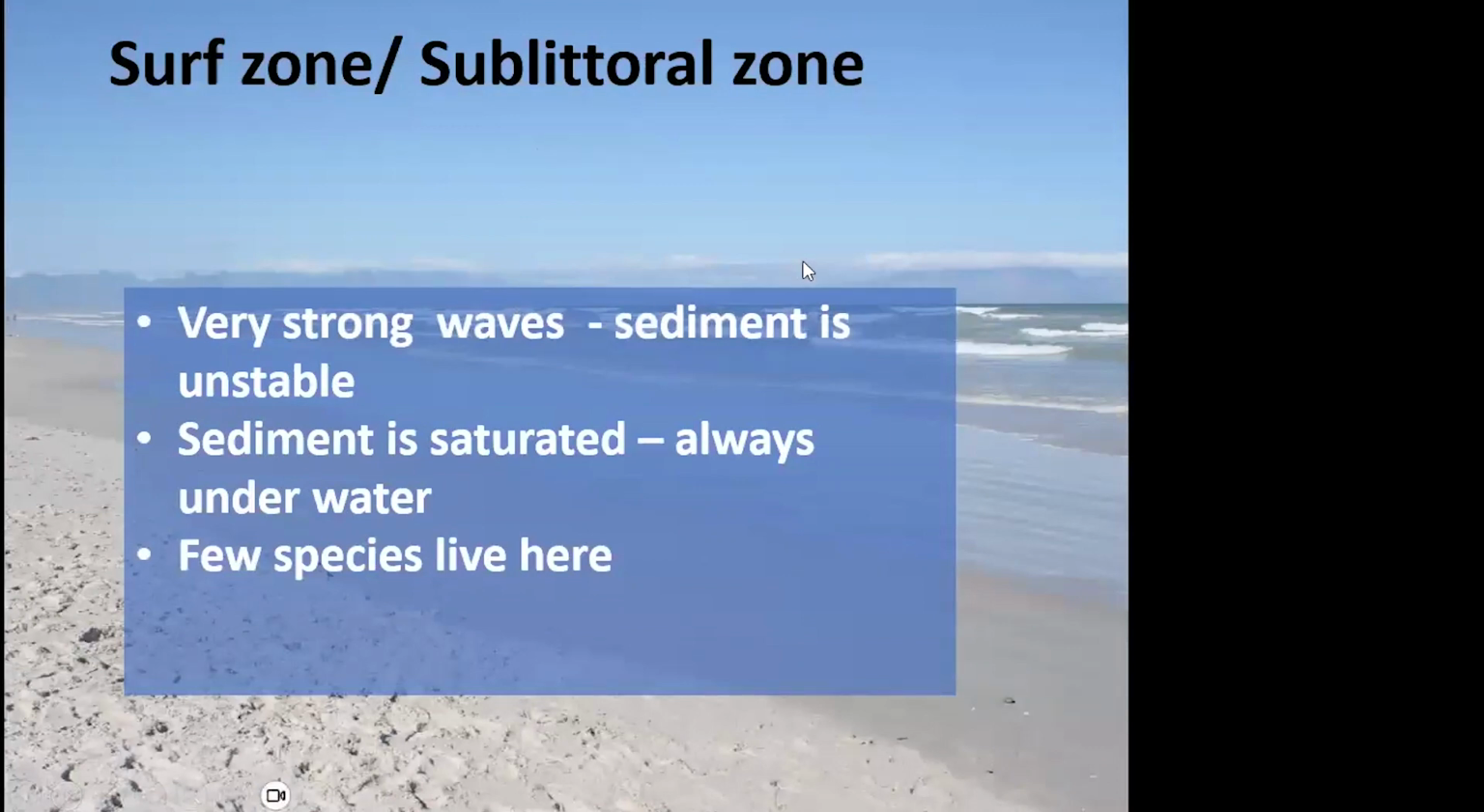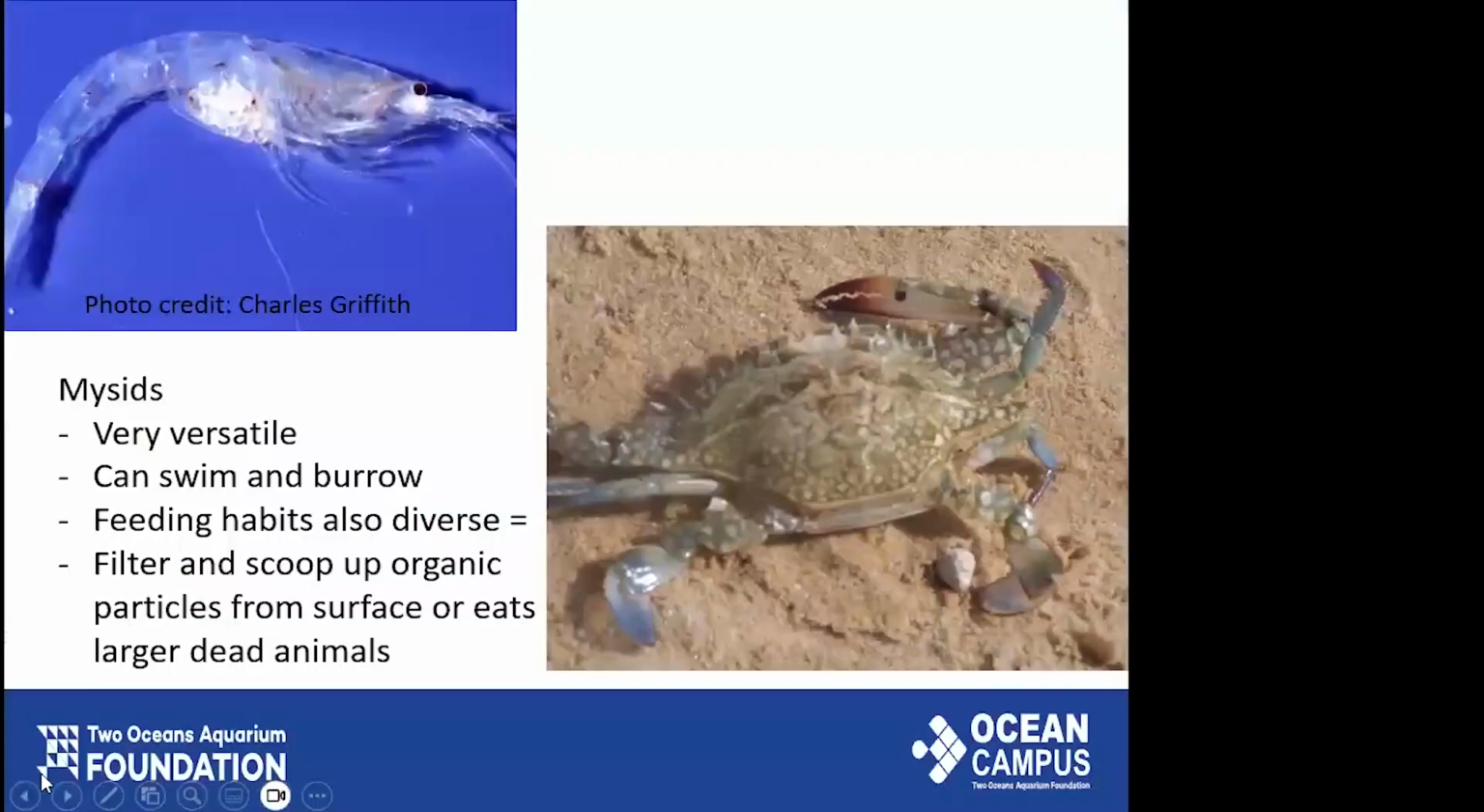Okay, so beyond where the high tide and the low tide would reach at spring low tide and spring high tide, there's that area that's always underwater. Similarly to the low tide or low shore zone, you also experience very strong waves, and sediment is really unstable. And so very few species are actually capable of living here.